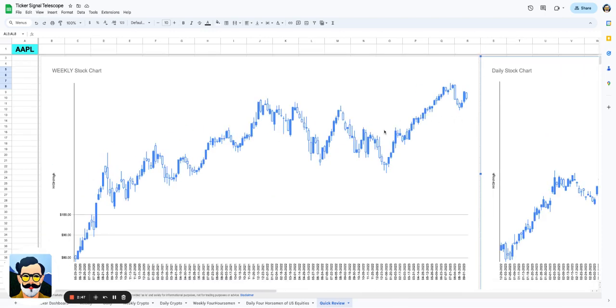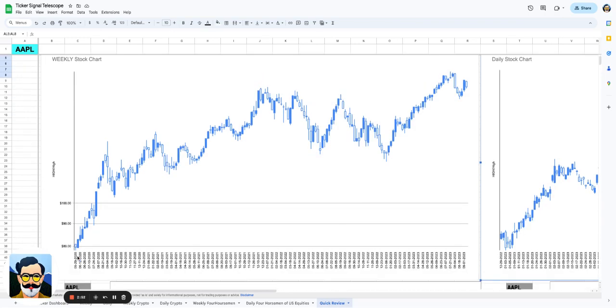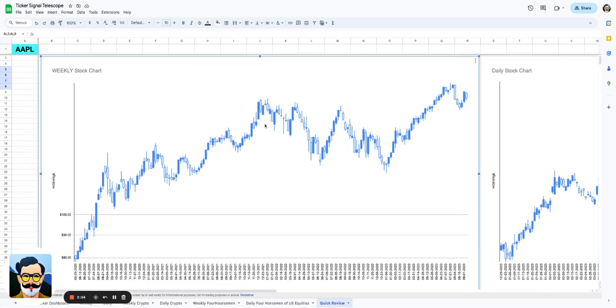Even when we look at the overall weekly chart, this goes all the way back to May of 2020. You can see that we saw a major rise up. We've seen essentially sideways action. We now have a big move up off of that low in January of 2023.